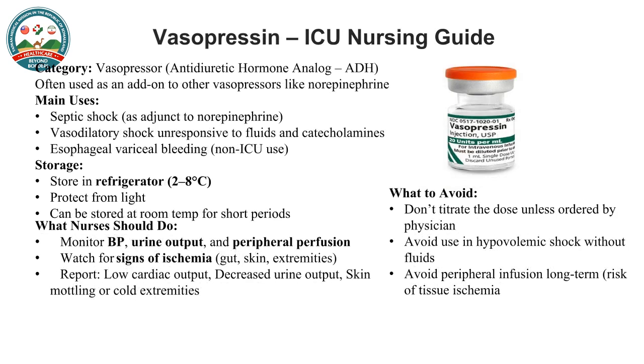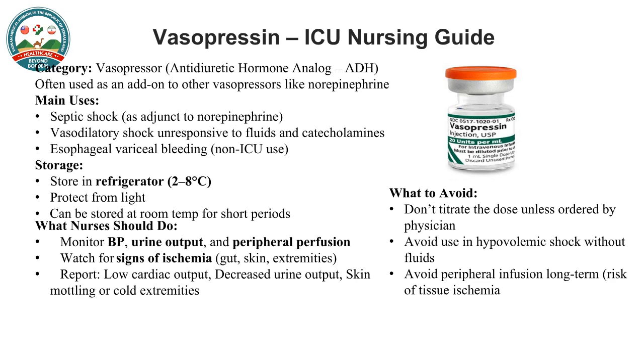The last common vasopressor is vasopressin, an analog of antidiuretic hormone, ADH. It is usually used as an adjunct to norepinephrine, rather than alone. Main uses: as an add-on in septic shock, vasodilatory shock unresponsive to fluids and catecholamines, esophageal variceal bleeding. Not routine ICU use. Nursing points: monitor BP, urine output, and peripheral perfusion.